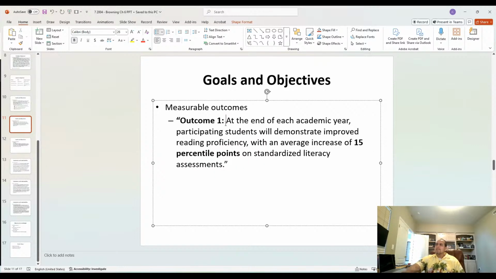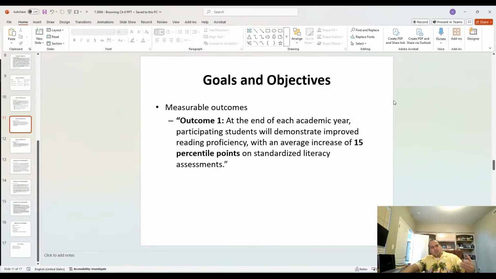So, at the end of each academic year, participating students will demonstrate improved reading proficiency with an average increase of 15 percentage points on standardized literacy assessments. That's what we really want with measurable outcomes. You want to be able to quantify. Again, you don't promise the world, but you also want to show that the program really does work and it's going to have a significant impact, right? 15 percentile points is, I think, pretty significant, within 1 year of application of the program. Okay.